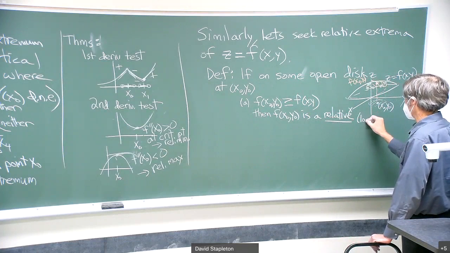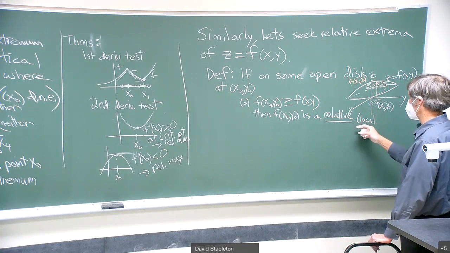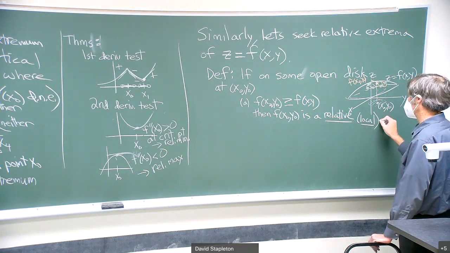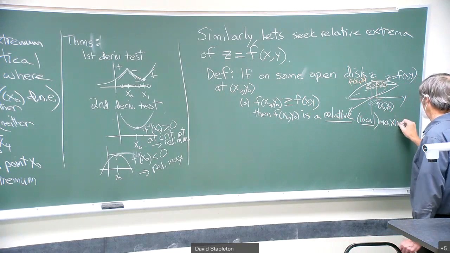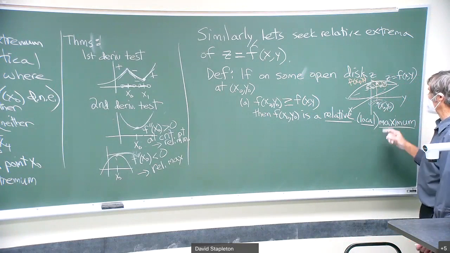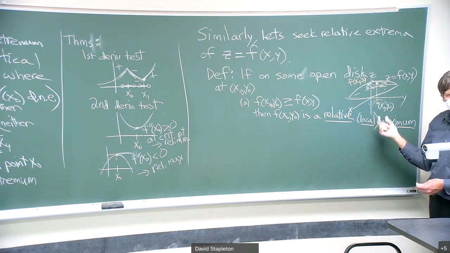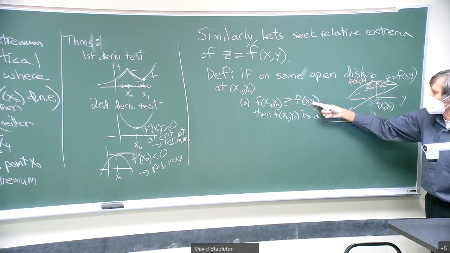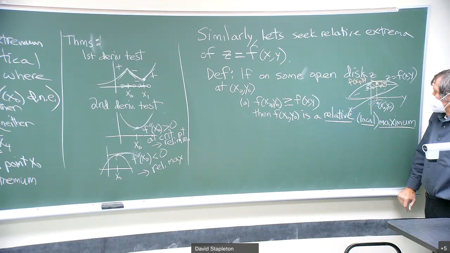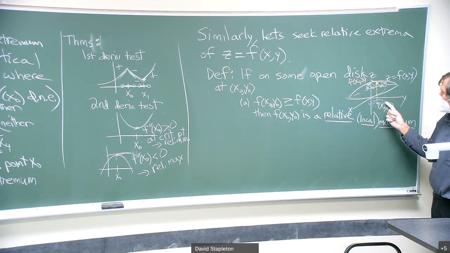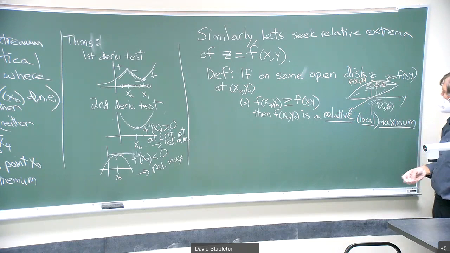Another word for it is local. In some textbooks, instead of saying relative maximum, they'll say local maximum. So relative or local maximum. That's the definition. You have to find some disk, no matter how small, just like in calculus one, for a function of one variable, you found an interval about the point, no matter how small, right? On which you had a highest point, where the function at that point was bigger than or equal to the function at all the other points. Similarly here, on an open disk, no matter how small, if f of x0, y0 is the highest point, we say it's a local maximum, right?